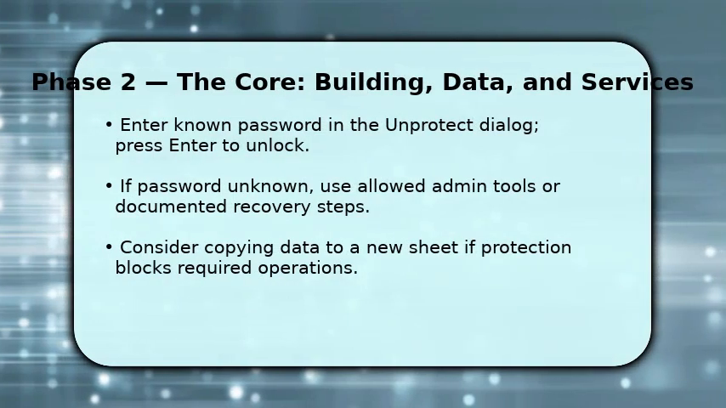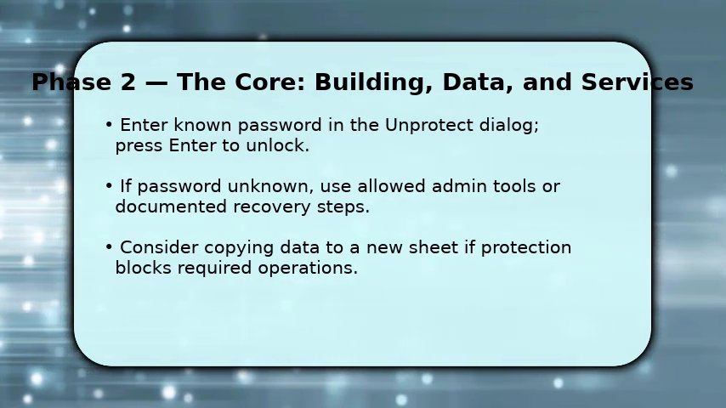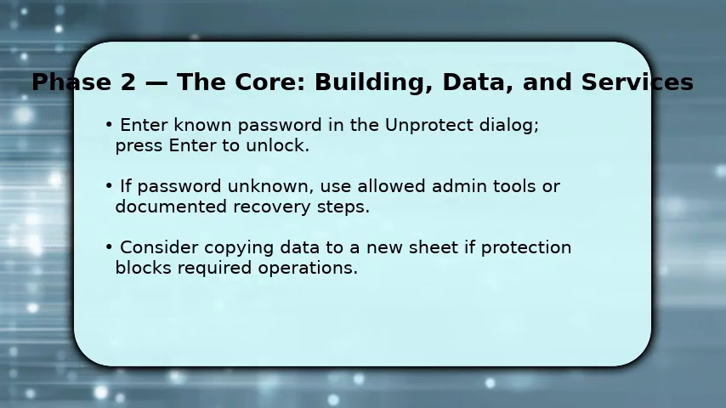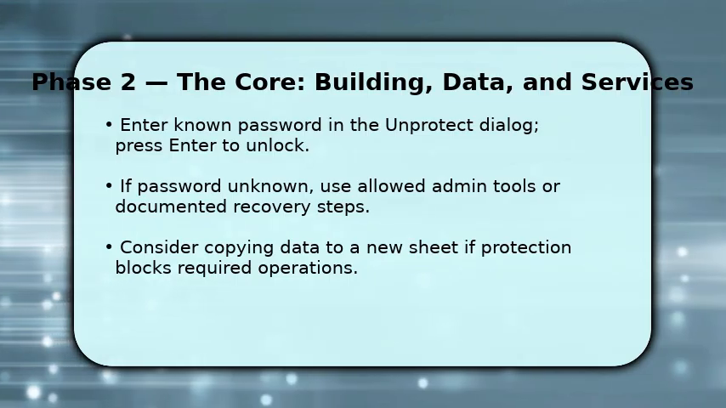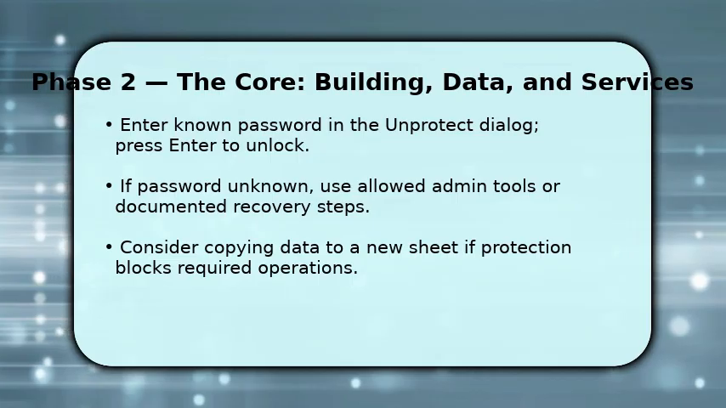If a password is required and you possess it, enter the password and the sheet unlocks. This is the fastest route. If the password is unknown, you proceed with approved recovery. Try documented admin passwords, check team notes, or use Excel's allowed management tools. Never use unapproved third-party crackers.